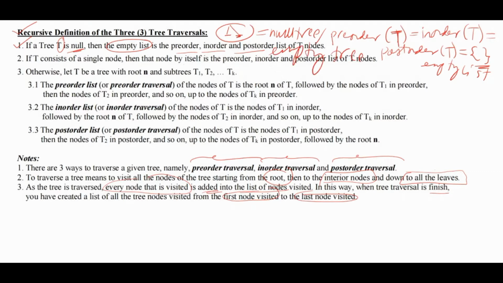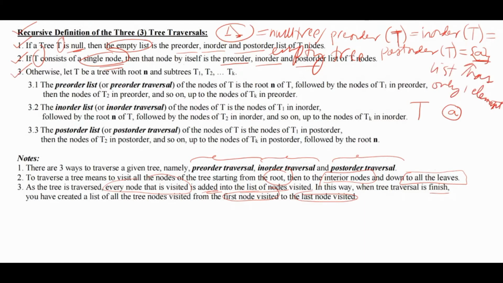It has no nodes. The second case is when the given tree T is a single node tree, or it consists only of a single node, and that single node is the root of the tree T. So that node by itself is the pre-order, in-order, and post-order list of the nodes. So in the second case, when the tree T is a single node tree, then the pre-order of T, which is equal to the in-order of T, which is equal to the post-order of T, is a list with only one element. Say this is the single node tree T with only one node A, and that is the root of the tree T. Then the pre-order of T, which is equal to the in-order of T, which is equal to the post-order of T, is a list having only one element, and that is the node A. So in the second case, this is a single node list.